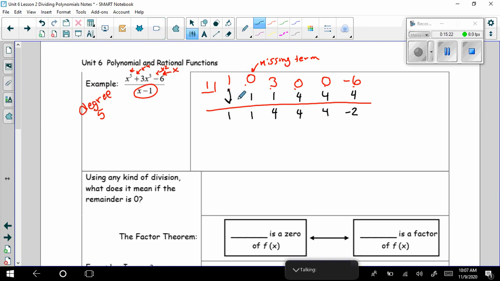Okay, and so then you just write your answer, keeping in mind, again, this would be x to the fourth, this will be your remainder, and this should be your constant. Everything in between counts down. So we have x to the fourth plus x to the third plus 4x squared plus 4x plus 4 minus 2 over x minus 1.